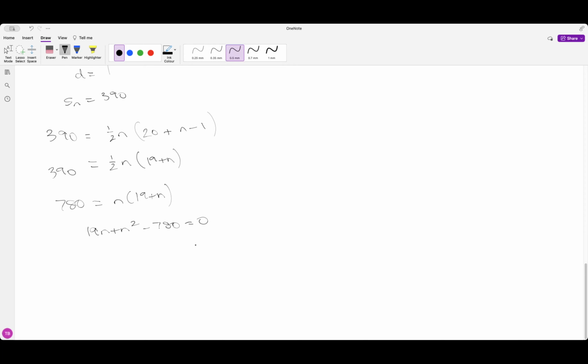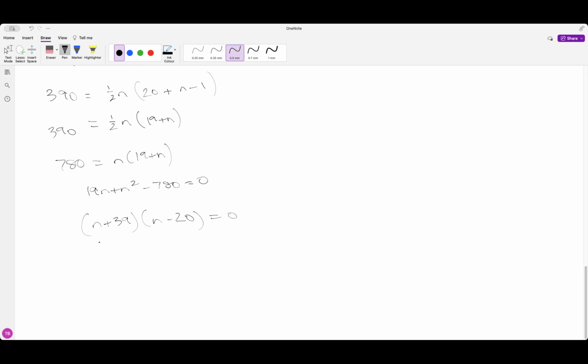Now at this stage, I'm just going to write the factorized form. If factorizing is something that you struggled with, then that's a topic in year 11 that you'll need to go back and get a little bit better at. But what I'm looking for is two numbers that add to 19 that multiply to minus 780. Now, you can just experiment with those numbers if you need to, but those numbers are 39 and minus 20. And so I can write it like this. All right, and that's equal to 0.